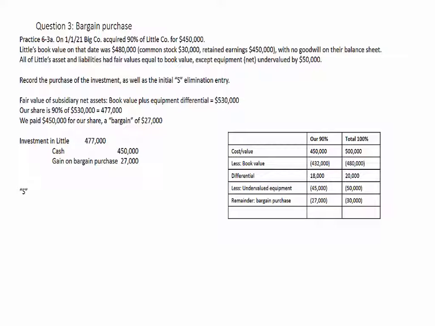So we do our elimination entry in the usual fashion. We'll go ahead and eliminate the subsidiary's date of acquisition owner's equity accounts. Record that $50,000 equipment differential, that total of $530,000. We split 90-10 between the investment in Little and the non-controlling interest.